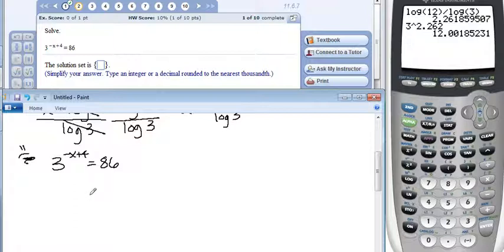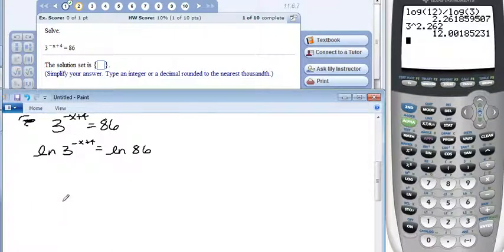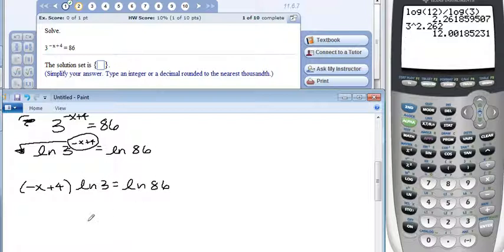All right, again, I'm stuck exponentially, right? I don't know how to solve this, so I'm gonna turn it into a log. So I'm gonna log both sides. This time I'm gonna randomly choose to take the natural log of both sides, because I also have that key. Minus x plus 4 is equal to ln 86. Okay, if I take the natural log of both sides, I'm good to go. Now I'm going to use my power rule that tells me on logarithms that this thing can drop down in front. So I've got -x plus 4 times the natural log of 3 is equal to the natural log of 86. Now I can solve.